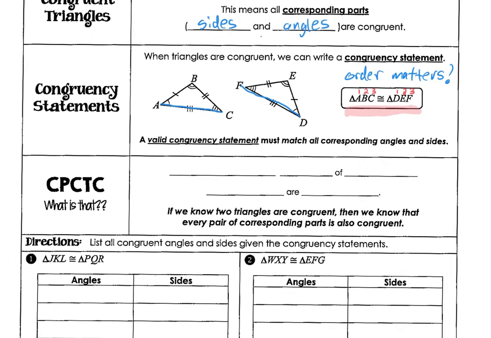A valid congruency statement must match all corresponding angles and sides. Again, order matters. So what is this idea of CPCTC? It stands for corresponding parts of congruent triangles are congruent. And again, I used symbols there, as you can see. It says if we know two triangles are congruent, then we know that every pair of corresponding parts is also congruent. Again, we're not saying each triangle is equilateral.